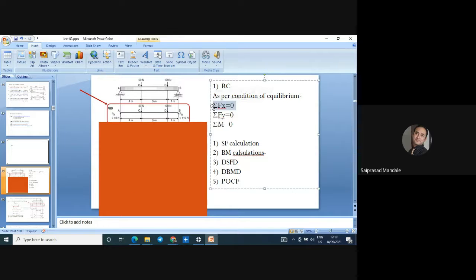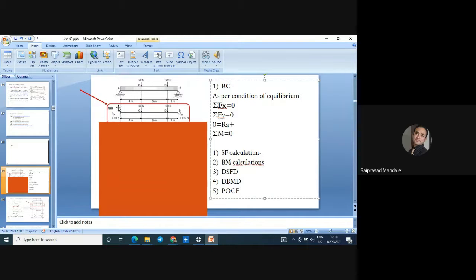I guess this is clear to each one of you. Moving to the next condition: summation of Fy is equal to 0. As there are only forces moving in the y direction, we have to consider them. So what will be the equation for this? Summation of Fy is equal to, this is RA. RA is moving upward, so it is plus RA.